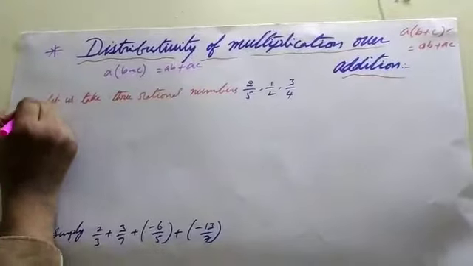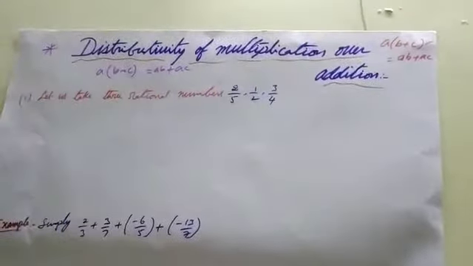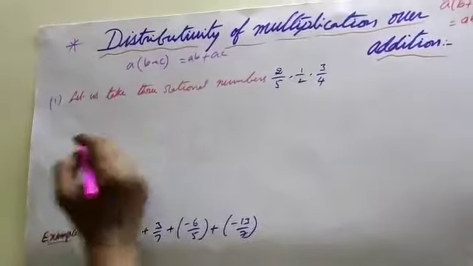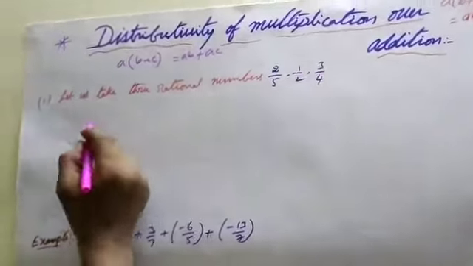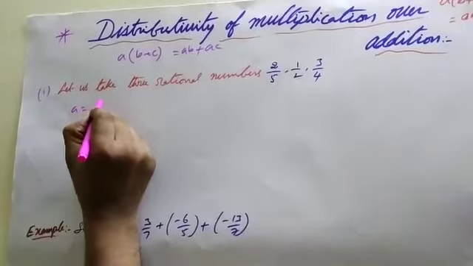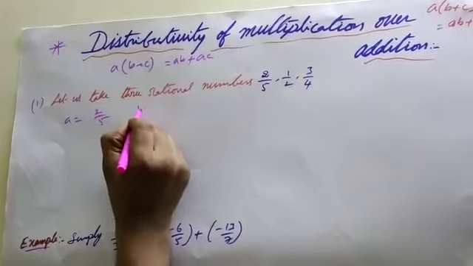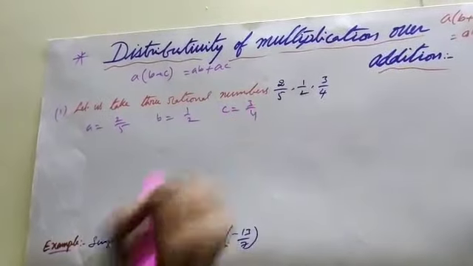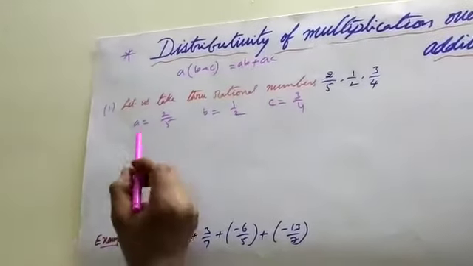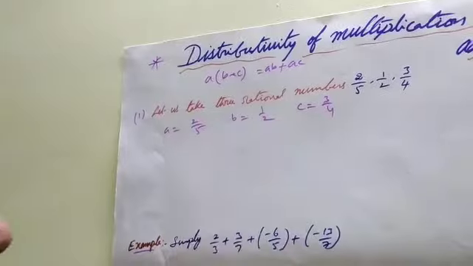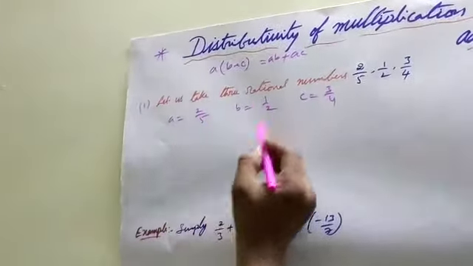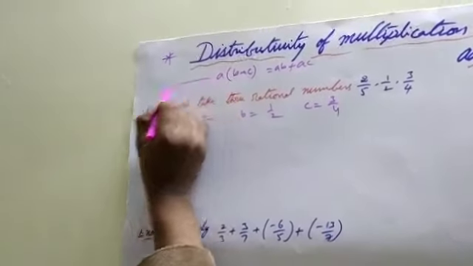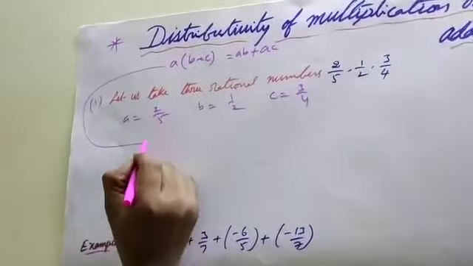Let us take, for example, three rational numbers: 2 by 5, 1 by 2, 3 by 4. Therefore a is equal to 2 by 5, b is equal to 1 by 2, and c is equal to 3 by 4. Substituting these three values in the above property, like this.